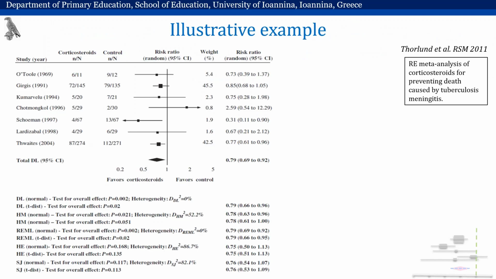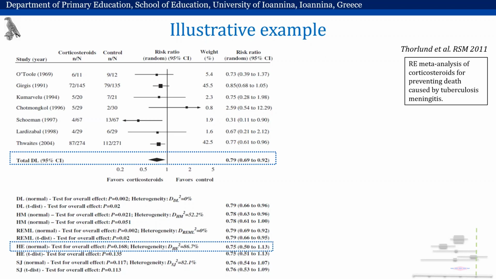So let's see an illustrative example by Thorlund et al. that was published in 2011. The authors included 7 studies comparing corticosteroids versus control for preventing death. And the authors applied different heterogeneity estimators. Now, as you can see, the estimation of heterogeneity may vary from 0% to approximately 87% when we use the I-square measure to measure heterogeneity. So this impacts on the pooled effect and mainly on its precision.